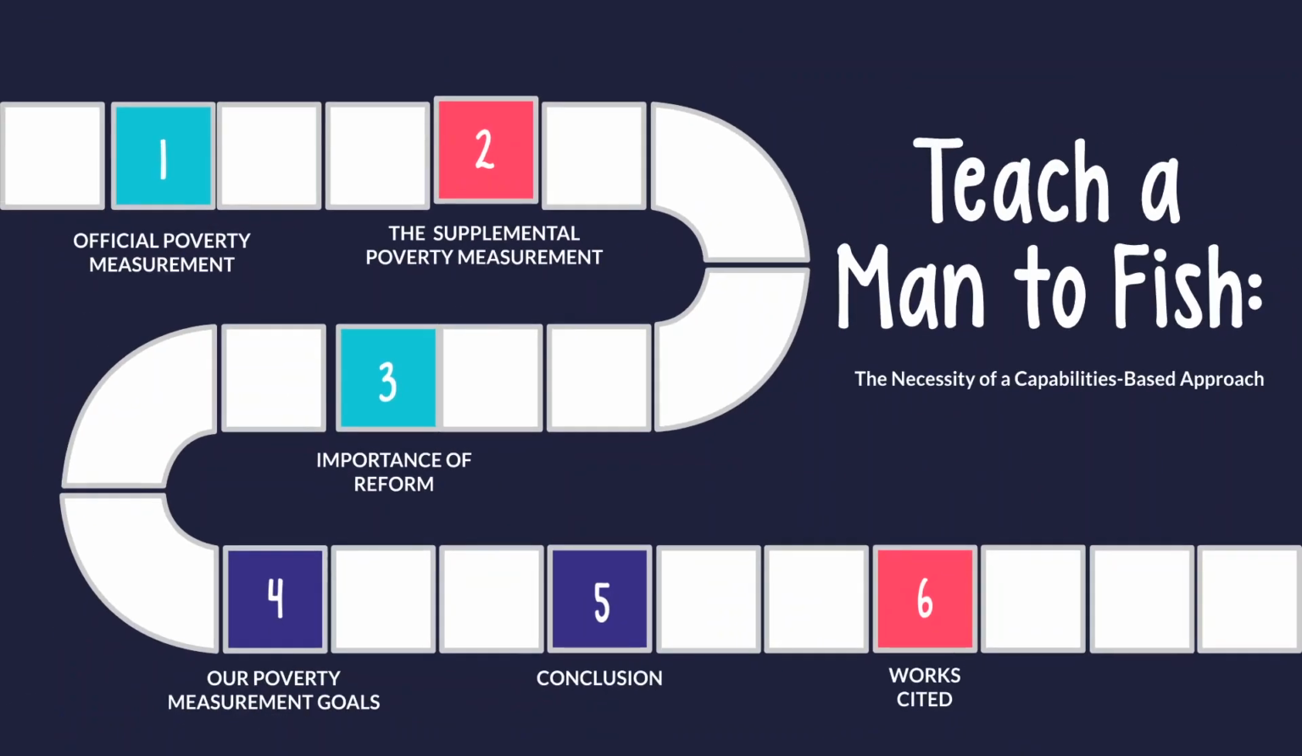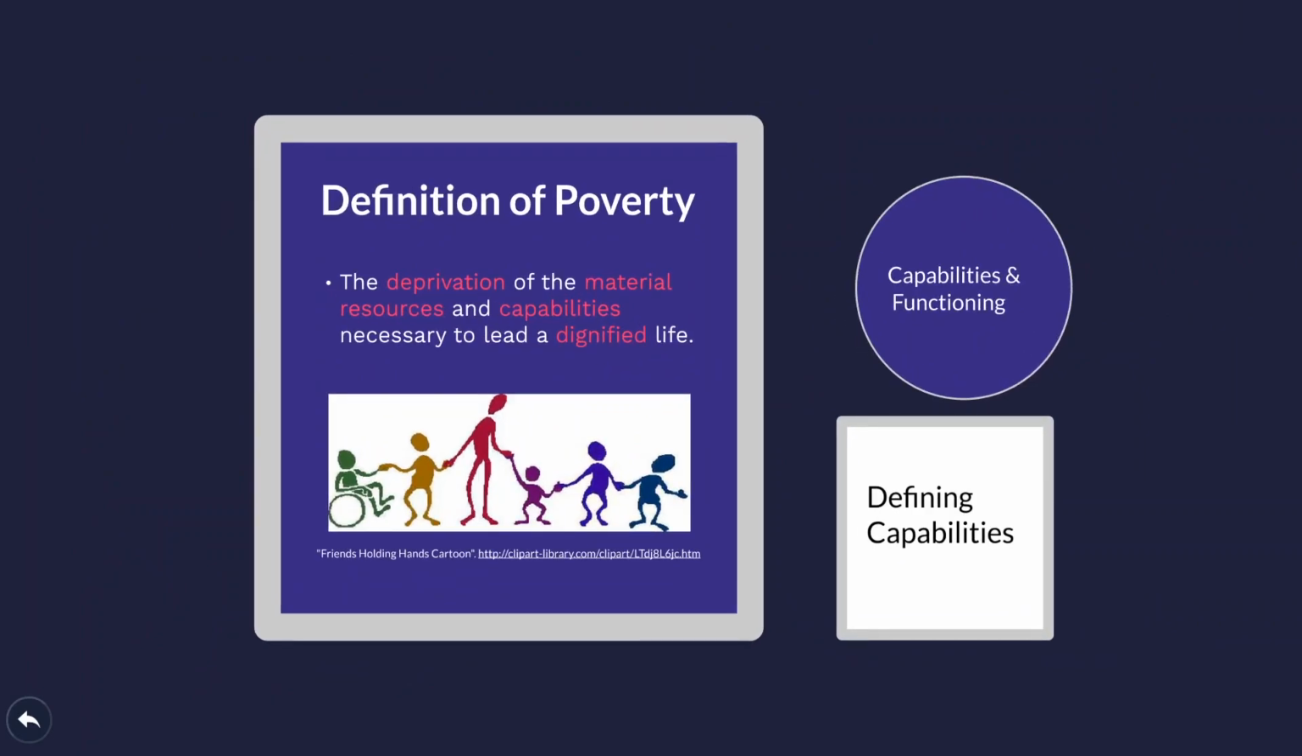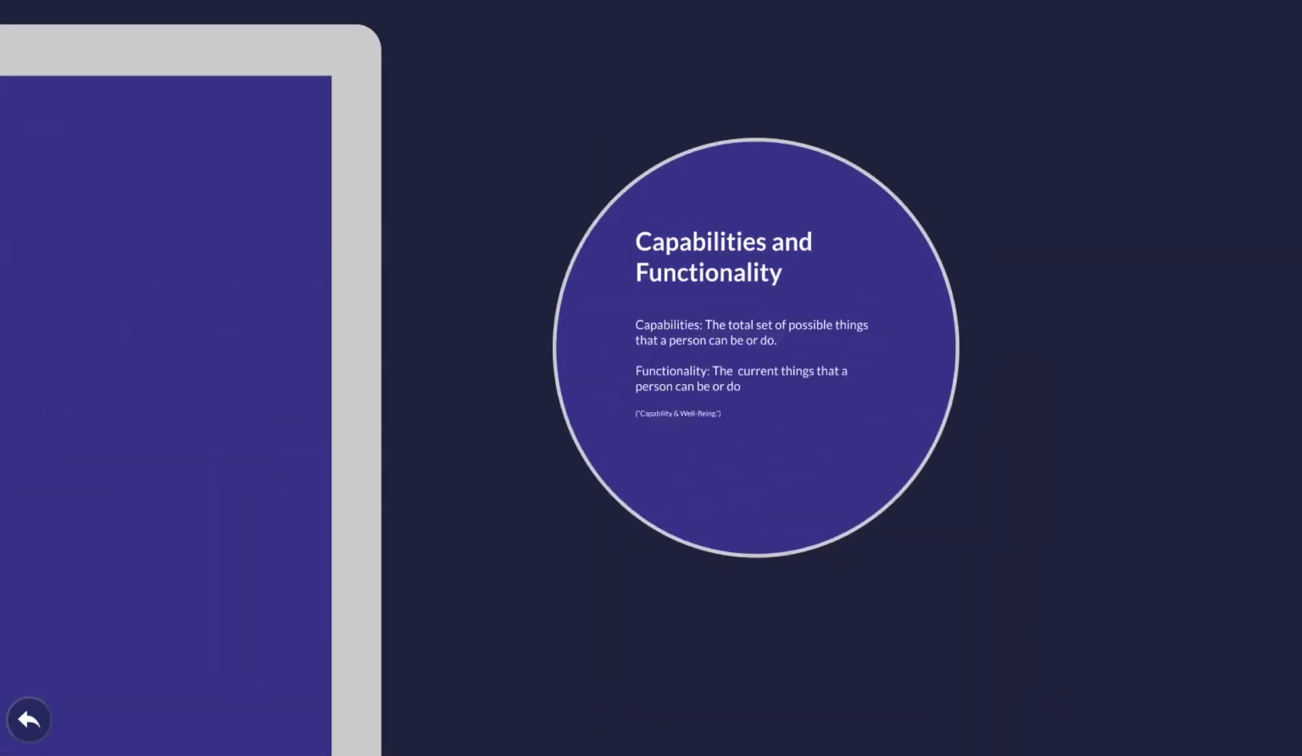Now, our poverty measurement goals. Using the combination of all the things we have learned and understood, we also included other essential elements to measuring poverty. Our definition of poverty would consist of the deprivation of the material resources and capabilities necessary to lead a dignified life. Now, what are capabilities and functionings?